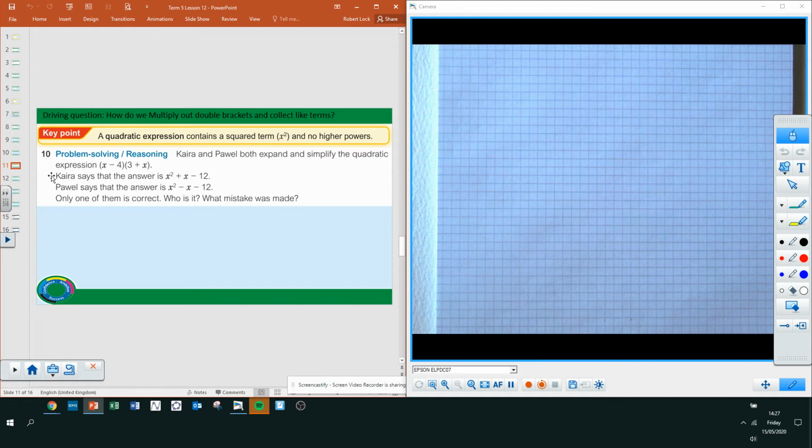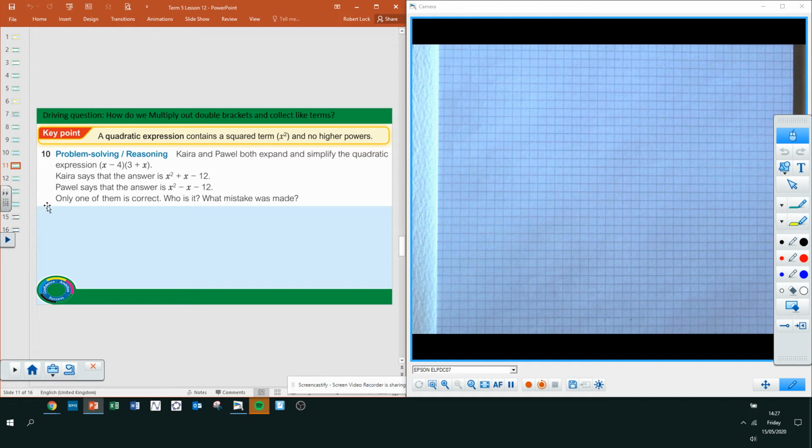Key point. A quadratic expression contains a squared term like x squared and no higher powers. Not an x cubed, not x to the power 4, but x to the power 2. Quadratic. Question 10. Problem solving and reasoning.